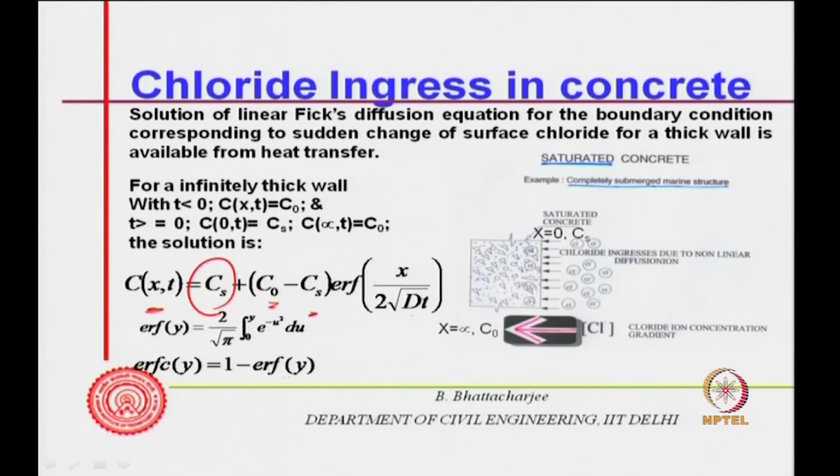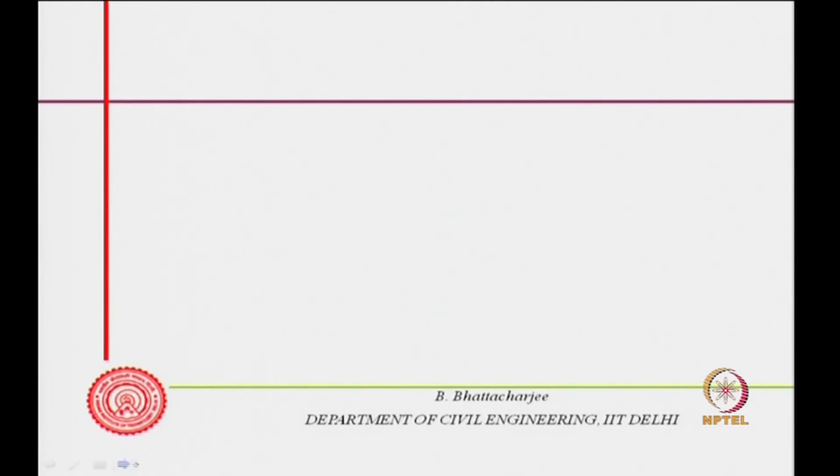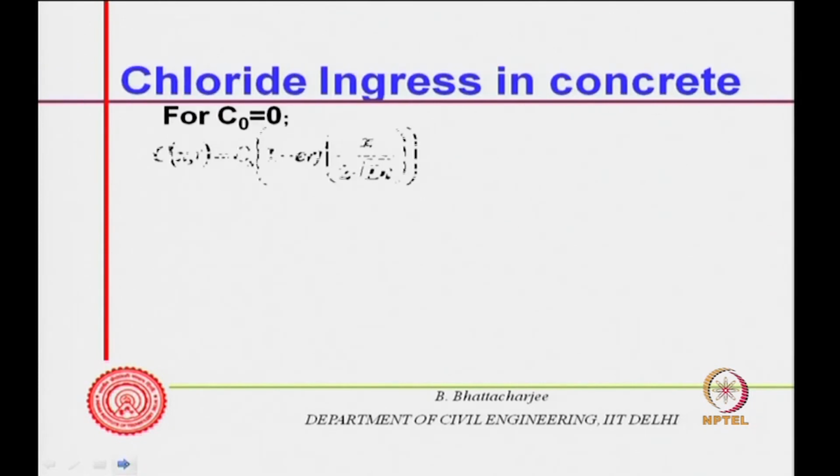And the complementary error function is 1 minus erf y. So, this value will vary from 0 to 1, and 1 minus this error function of y is the complementary error function, and you can actually get error function of 0 equals 0, error function of infinity equals 1. So, it varies from 0 to 1, therefore 1 minus this is called the complementary error function, and one can use this. So, for C 0 equals 0, that is, initial chloride concentration is 0, this equation can be written in this manner, where x is any distance, D is the diffusion coefficient, and t is the time.